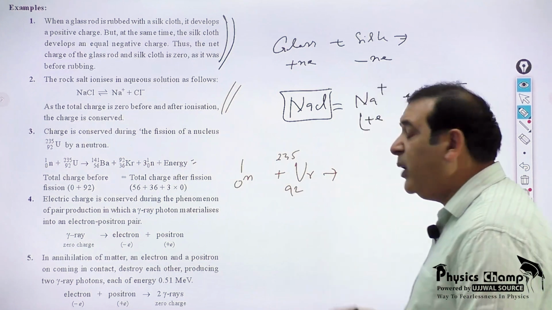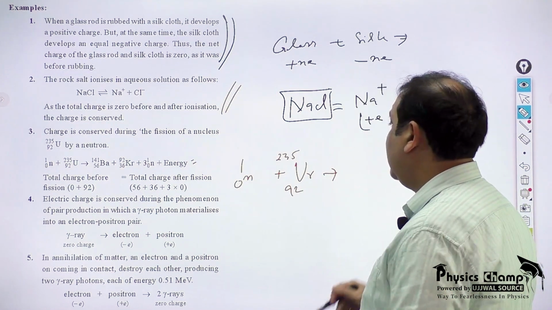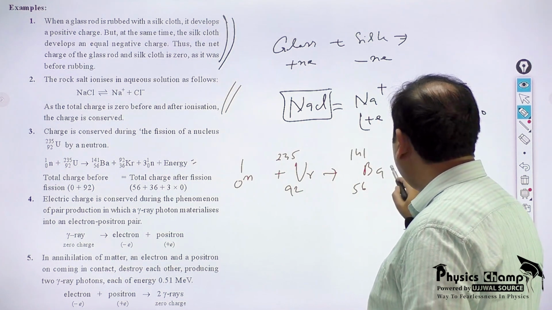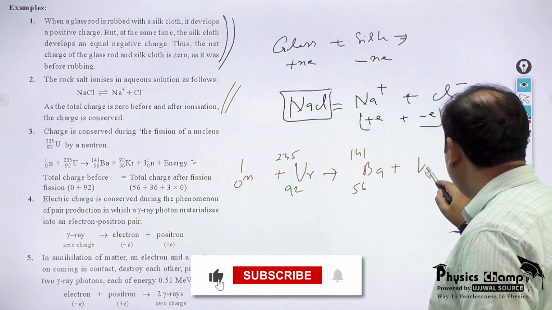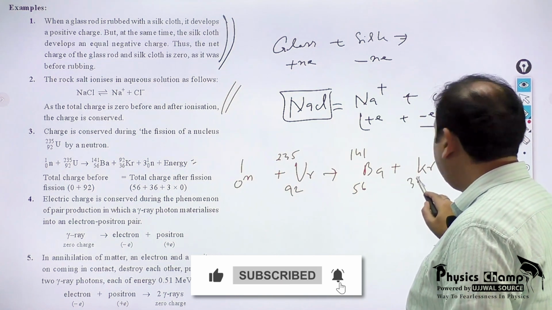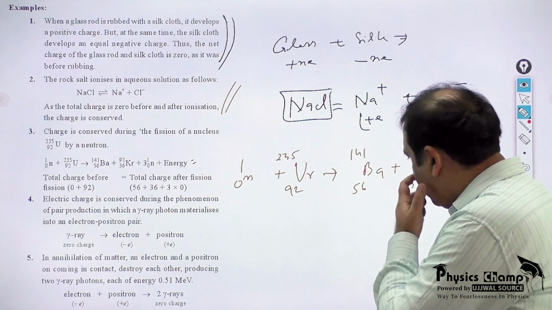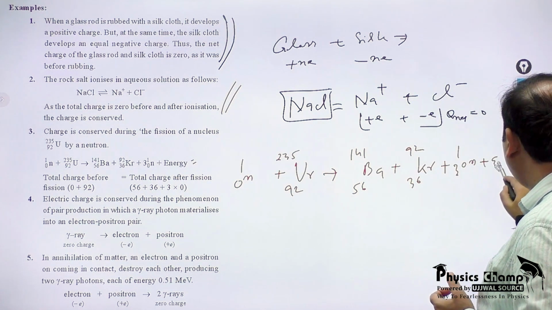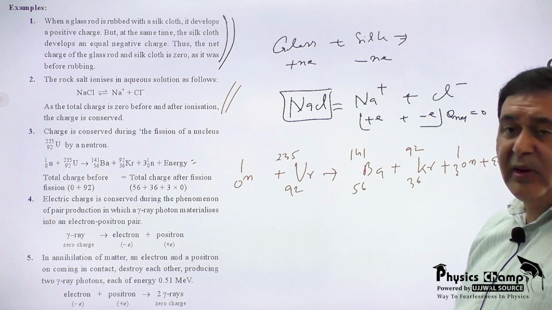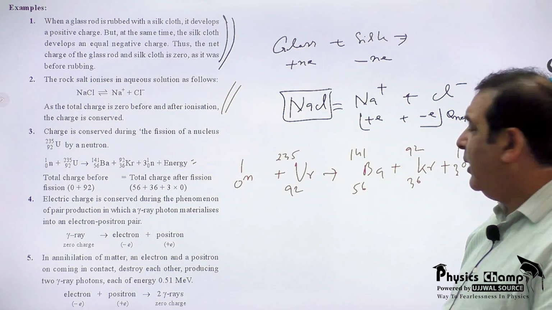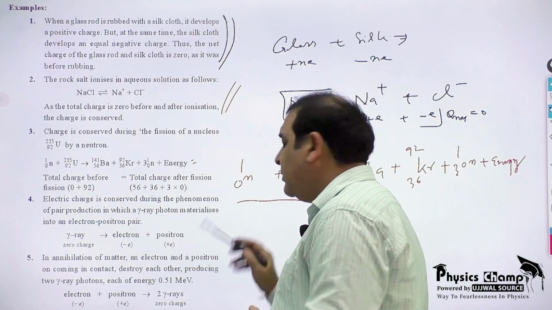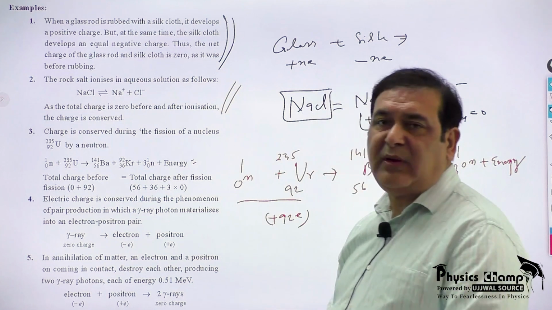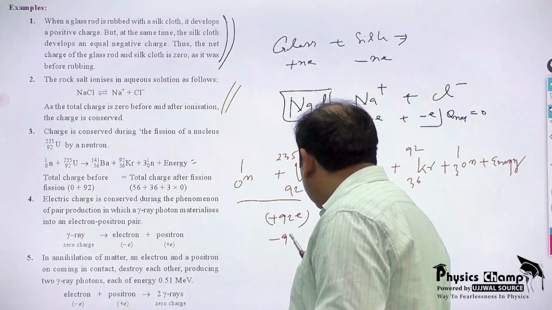Now I am coming to a nuclear reaction. In this nuclear reaction we are getting barium, which is 56, 141, plus krypton, which is 36 and 92, and then 3 fast moving neutrons and energy. So this is the nuclear fission reaction, and in that, if you are looking for the total positive charge, plus 92E, this is the total positive charge. Total negative charge is also minus 92E.